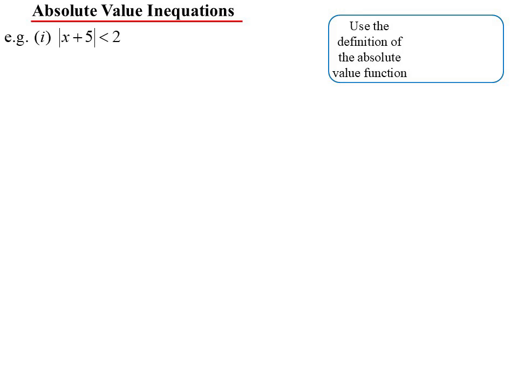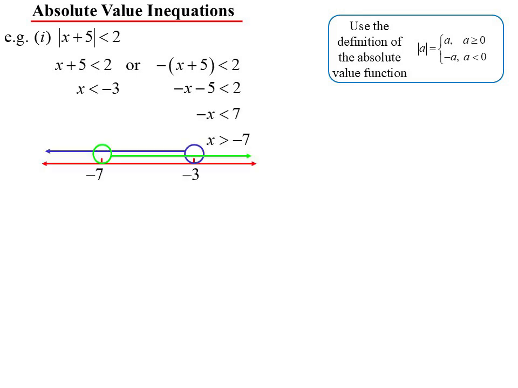Absolute value inequations then, something like this. The absolute value of x plus 5 is less than 2. Remember the definition of the absolute value function. And this is what I was talking about the other day. The definition becomes really important. That was our definition. So I'm going to say either x plus 5 is less than 2 or the negative of x plus 5 is less than 2. And then solve each of those and I get my answer. But I want when that's both true, so I must be in between the -3 and the -7.